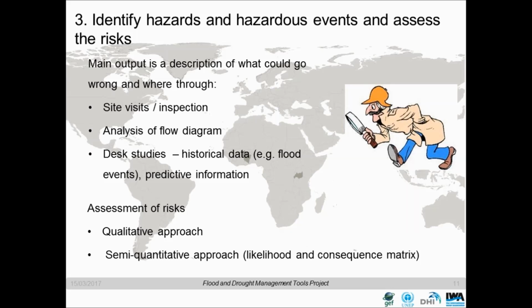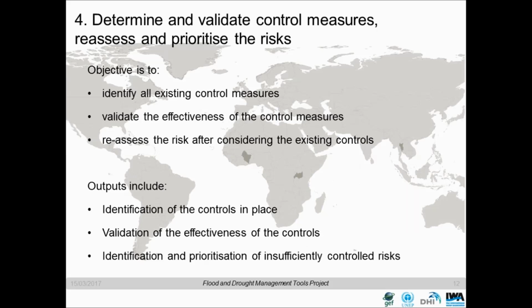Once the hazard has been identified, the team assesses the risk particular to each hazard, either through a qualitative approach or through a semi-quantitative approach, and these examples can be found in the WSP manual. Next is the determination and validation of control measures and their reassessment and prioritization of risks.